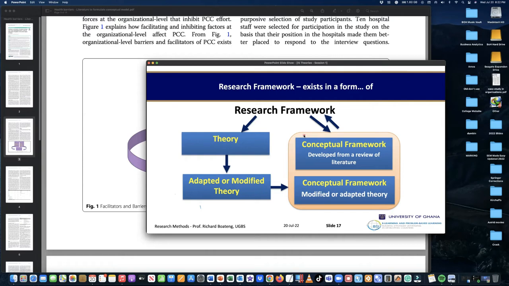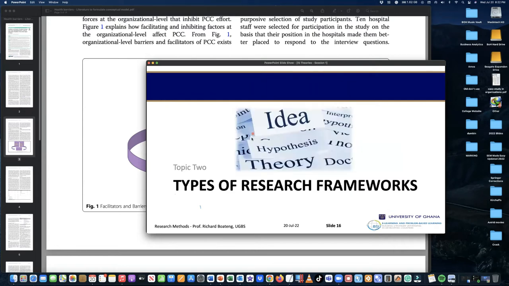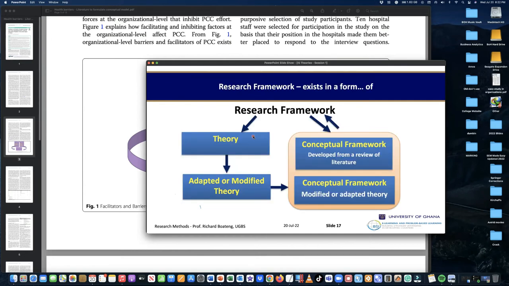Do you understand this diagram now? Yes, Prof. If I put this diagram at first, you need to understand it. But that's why I said, let us go back to this. Look at how it is. A research framework exists in the form of a theory that was picked up. That theory was then adapted or modified, like what we saw the gentleman do. And because of that, he then moved to the conceptual state from the theoretical state. Now that he's going to the conceptual state, either he did it by modifying the theory, or by combining the modification with literature review, or just using literature review.